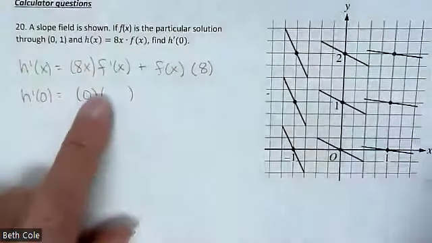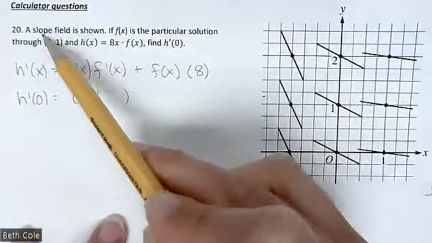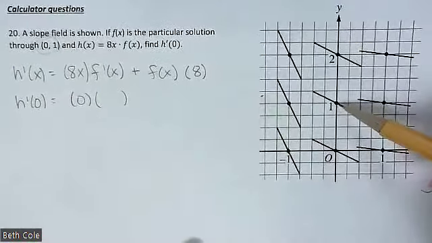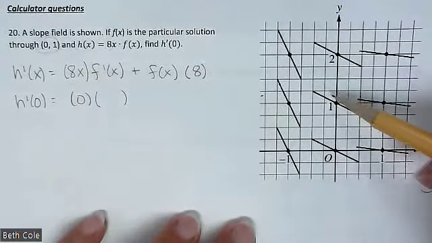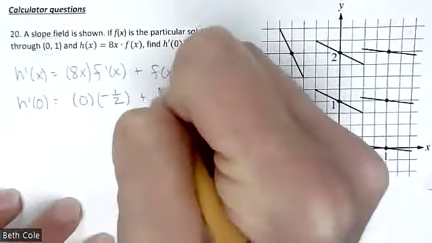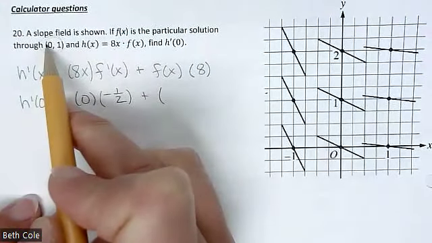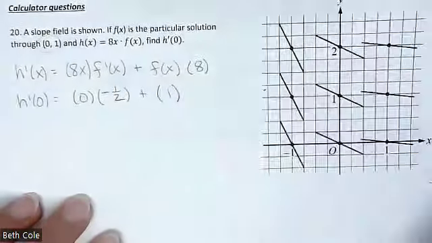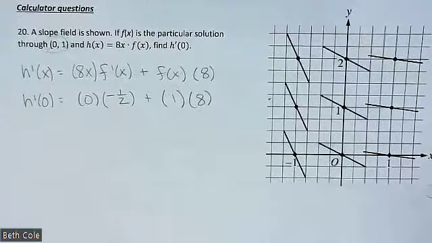But now we want f prime of 0. So you're going to go to the point that was given. Do you see this right here? (0, 1). So (0, 1), that's this right here. What is the slope? Because it's derivative. What is the slope at that point? Negative 1/2. Good. Plus f of 0, well, f of 0 just is 1, times 8, whatever that comes out to. Actually, that would just be 8.